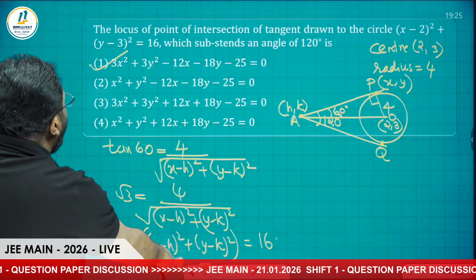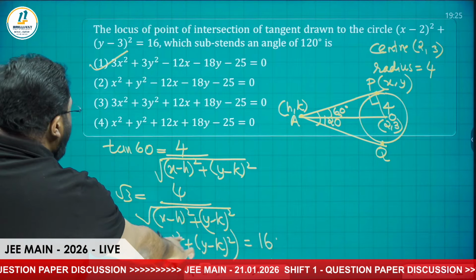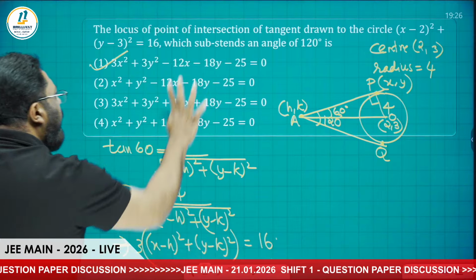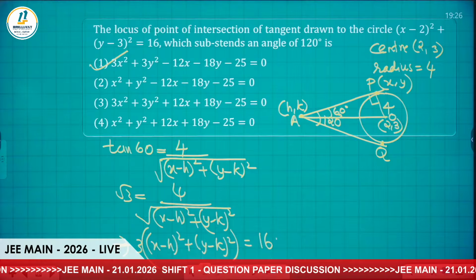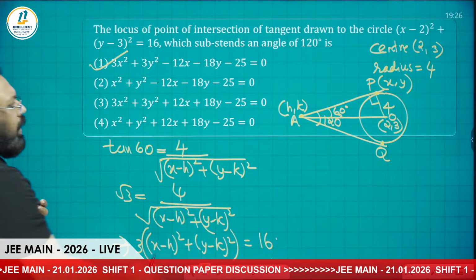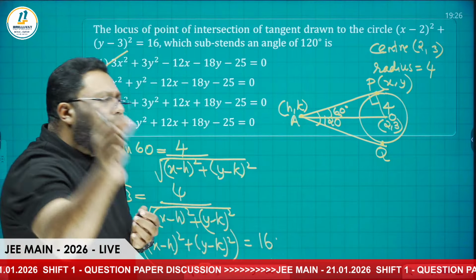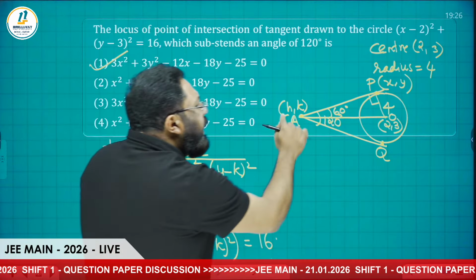3x squared plus 3y squared minus 12x. This is 6 and 2 is 12, and this is 4. So 3 and 3, 9, 18 and 25. Correct. It's just simple; we just have to put it over here. That's all. It's a very simple question. They want to find the locus, so simply use this right angle triangle. You will be able to get a relationship like this with tan 60. Use that, and your answer is ready.